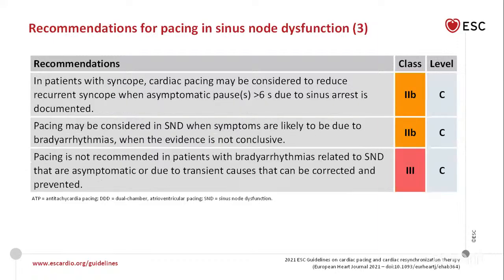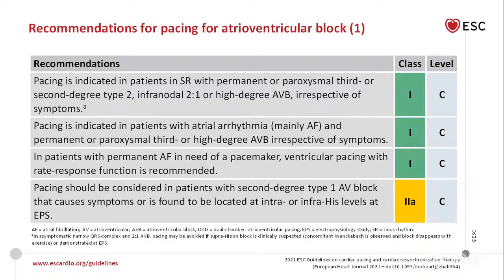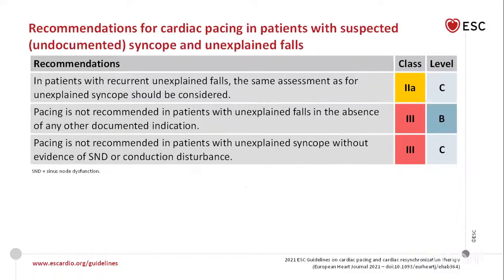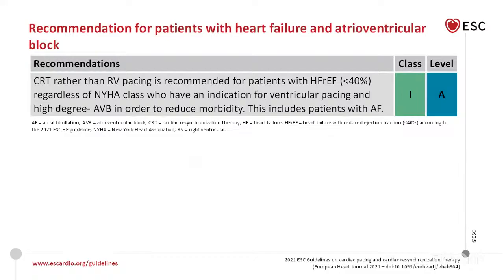So I think that is clear. Third degree and second degree type 2 AV block, symptoms or no symptoms, the patient needs a pacemaker. Second degree AV block type 1, the patient needs to have symptoms before you can consider a pacemaker. For first degree AV block, it's a benign condition, but for patients with symptoms and significant first degree AV block, a pacemaker may also be considered. So that is the summary of pacemaker for those groups of patients.